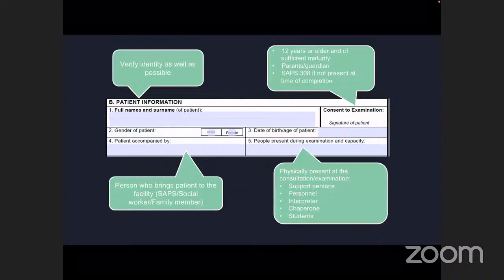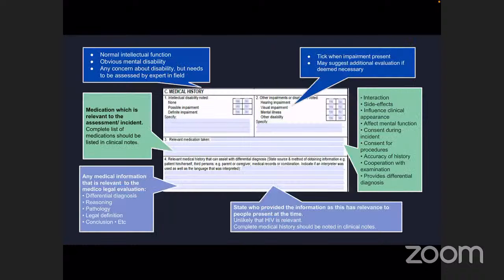It's important to note who can give consent. The normal rules of consent apply. The person must be 12 years or older. The parent or guardian must be present. Or the section gets superseded when there's a SAPS 308 form with prior consent at the police station. It's also important to note who was present during the examination and what their capacity was, whether they're support personnel, interpreters, chaperones, or anyone related to the patient.